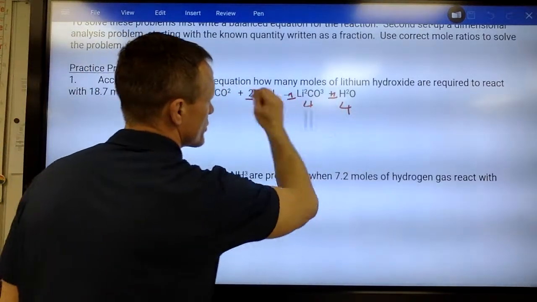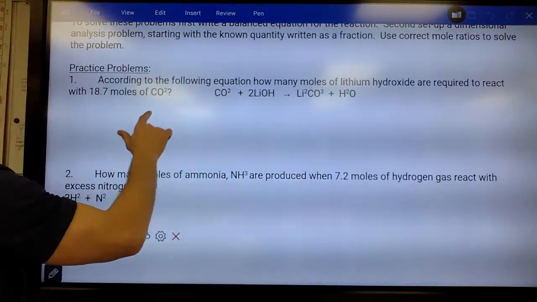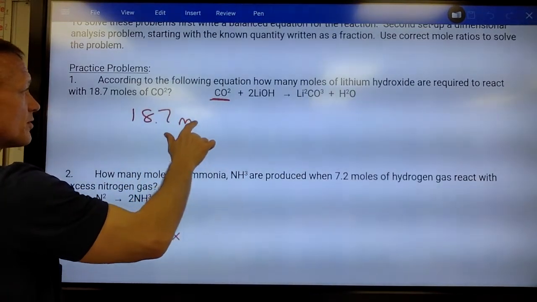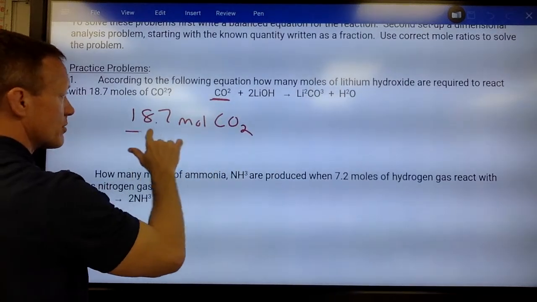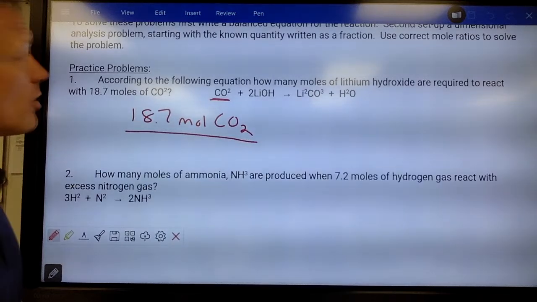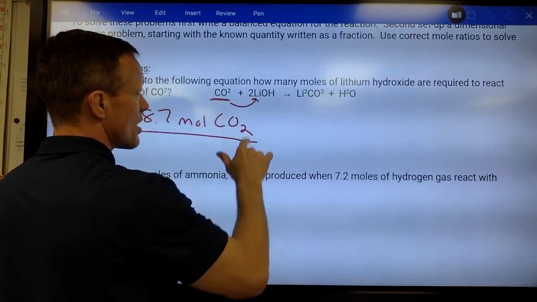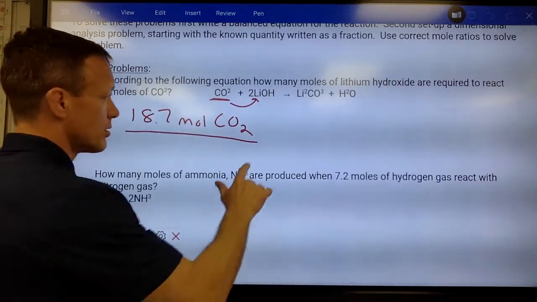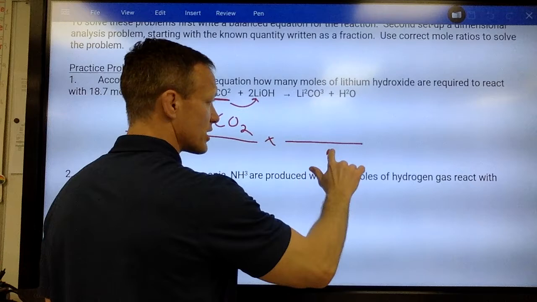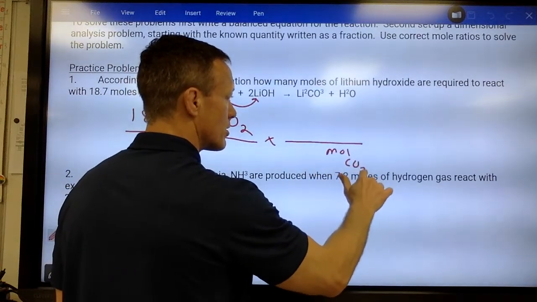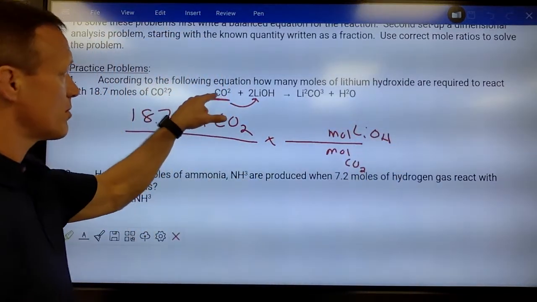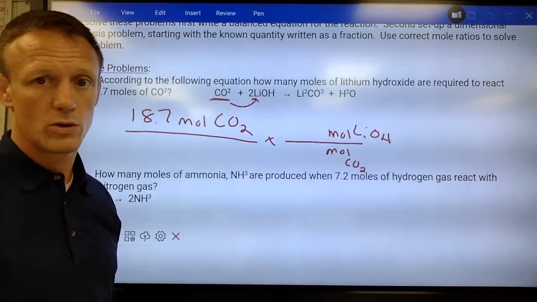Now, if we end up with some weird numbers, for example, in this problem, it says there's 18.7 moles of CO2. So I'm going to start with that. 18.7 moles of CO2 were, I'm sorry, not made, were used in the reaction. It wants to know how many moles of lithium hydroxide would also be used. We're going to write that mole ratio in here, mole to mole. We're going moles of CO2, which has to be in the bottom, to moles of lithium hydroxide. This is where we're coming from. That's where we're going to, mole to mole.